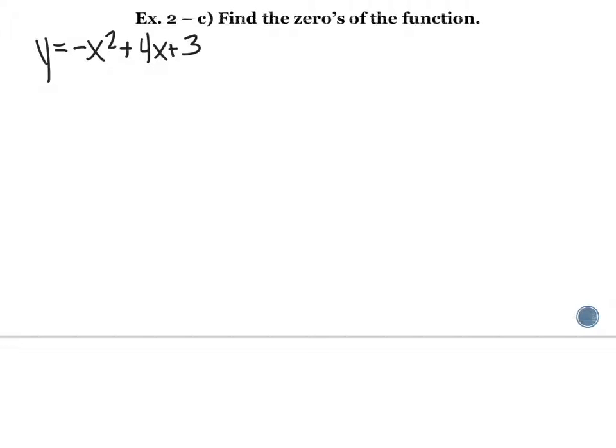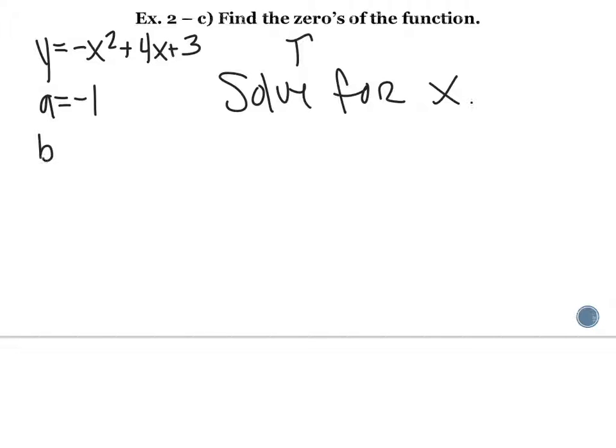The last thing we need to do is find the zeros of the function. And so when it says find the zeros, that just means solve for x. There's a million ways that we can do this. We could complete the square. We could get it in the quadratic form, so we can just square root both sides. But I'm just going to go ahead and use the quadratic formula. I think that's the easiest way. Or it's just the quickest for me right now. But if you have another way you like to do it, then by golly, do it that way.